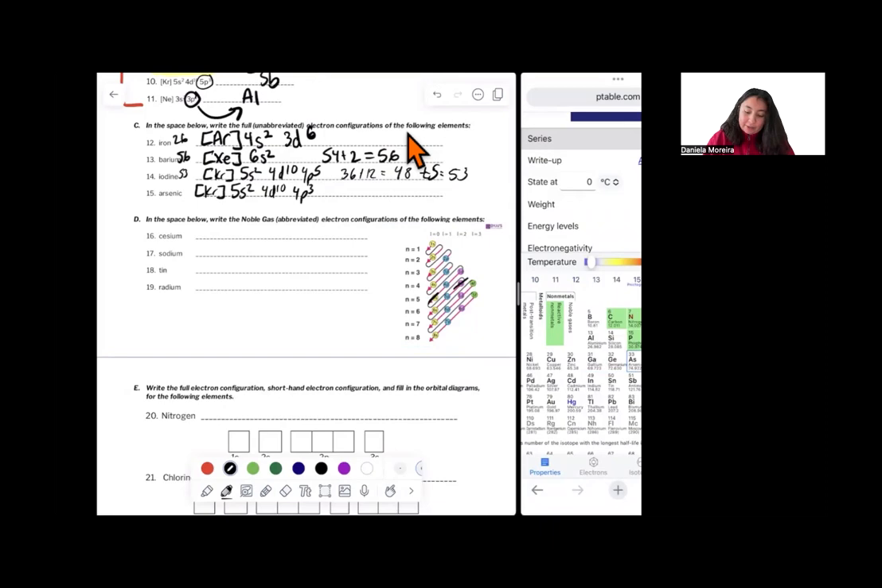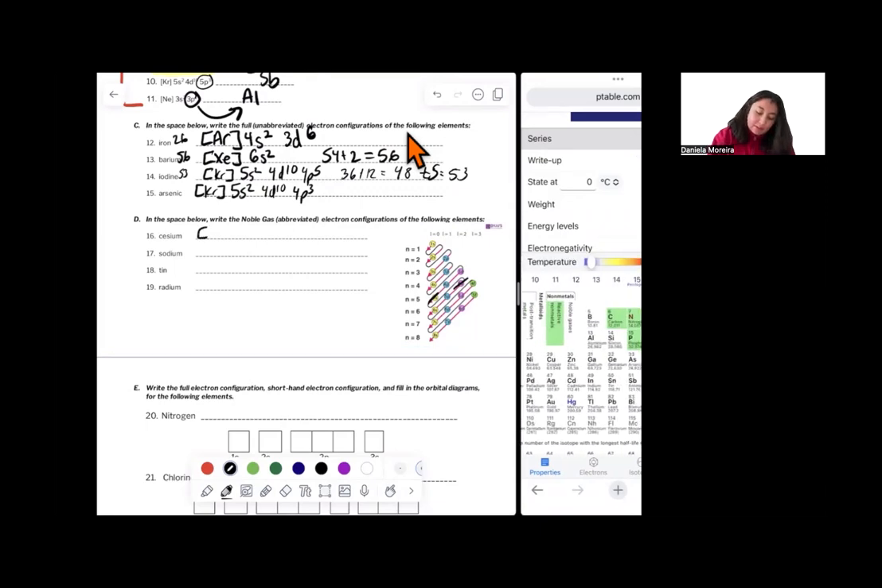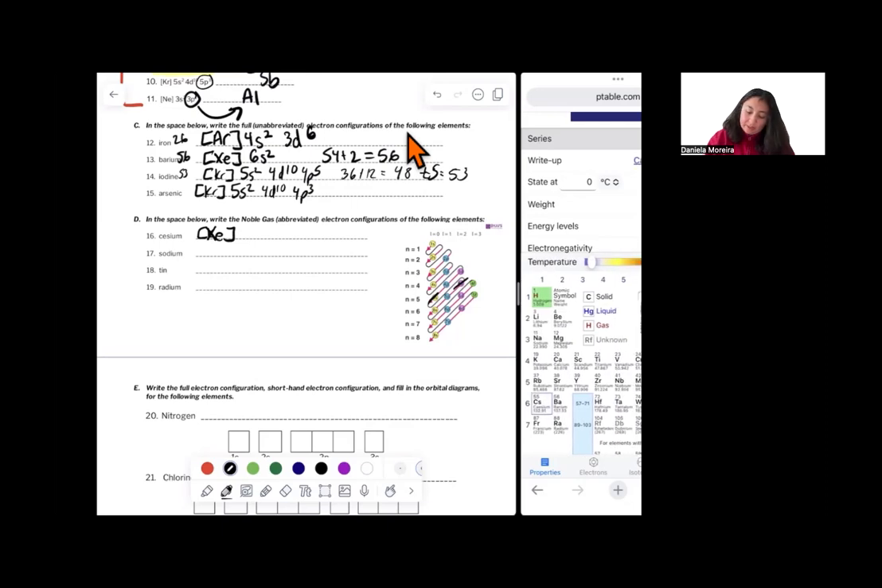Now do the noble gas for the following elements. Cesium. The noble gas for cesium is xenon. And then we're going to do 6s1, one electron. Sodium, the nearest noble gas is neon. Neon is 10. Neon plus 1, this is period 3, so it'll be 3s1.